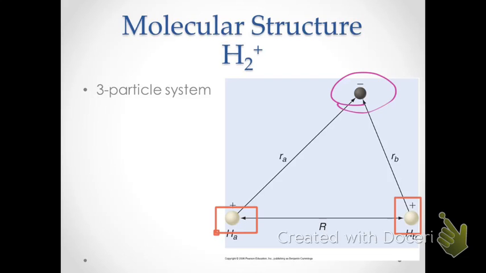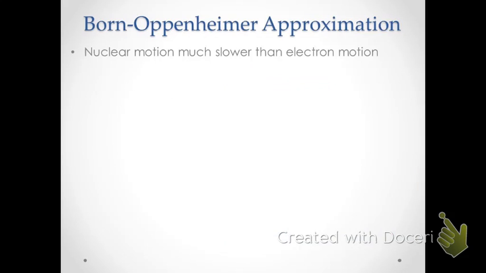So we are going to have to make some approximations in order to solve for these problems. The approximation we will use is called the Born-Oppenheimer approximation, named after Max Born, he of the Born interpretation of quantum mechanics, and J. Robert Oppenheimer, he who was the director of the Manhattan Project during World War II.